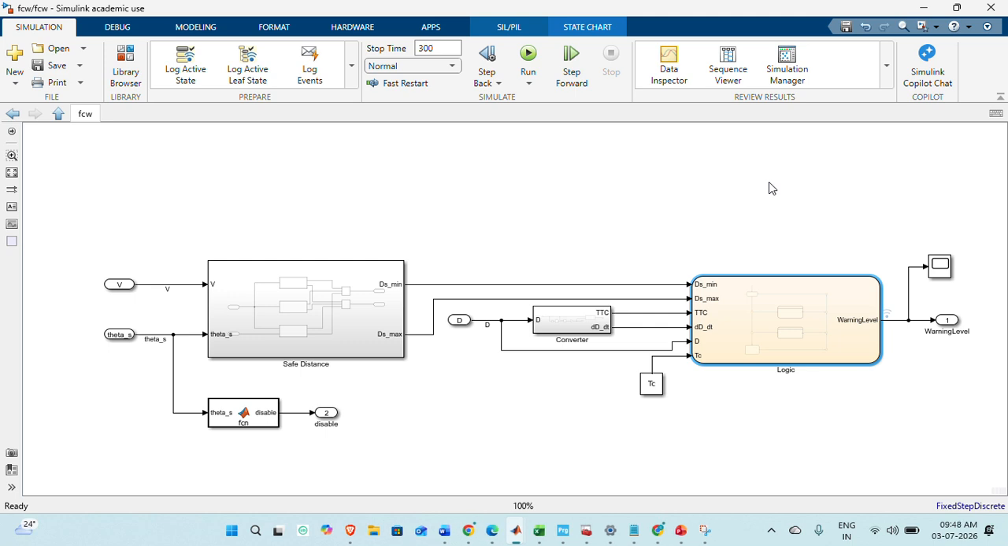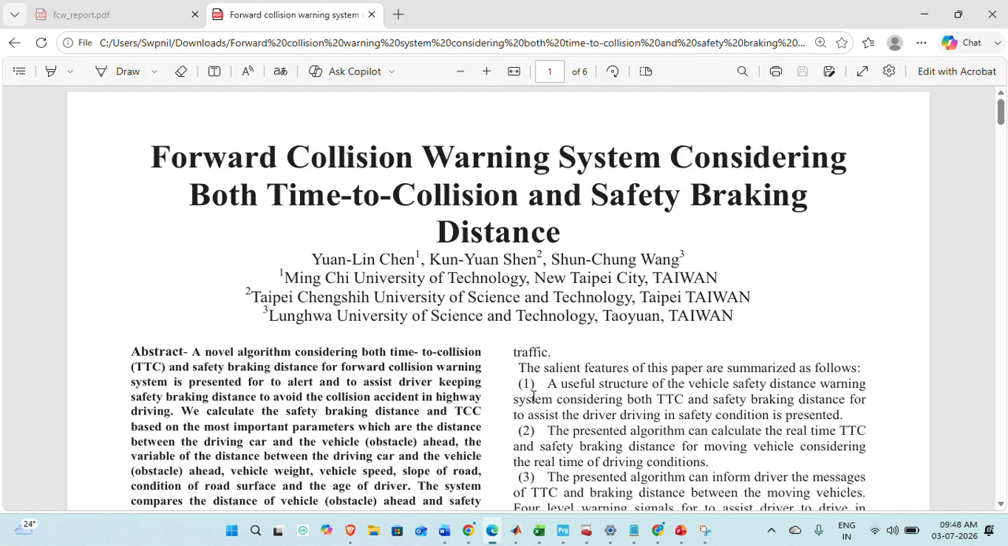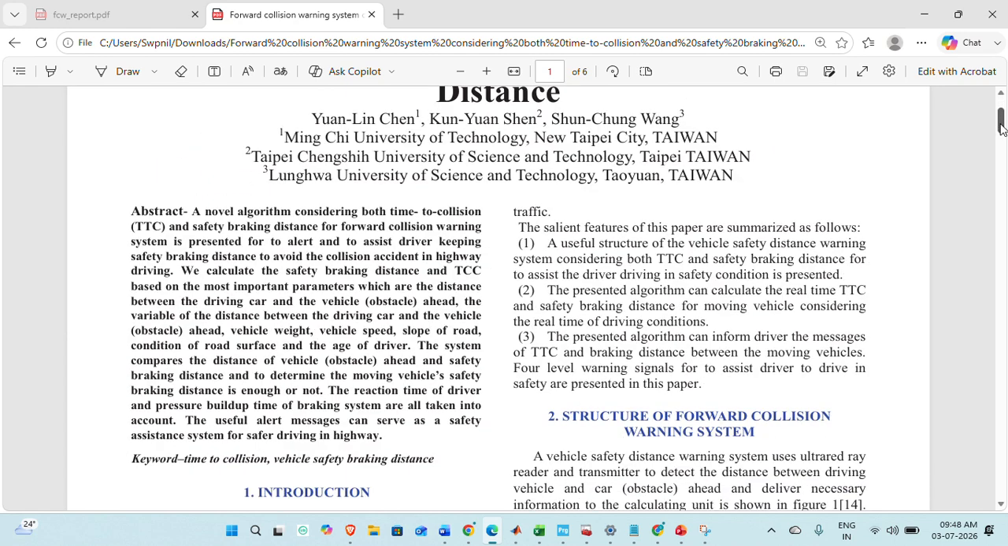Hello everyone, we are group number 16 working on design and implementation of forward collision warning system at KPIT Apex Lab Pune. This is the forward collision warning system model which is derived from an algorithm mentioned in the research paper titled forward collision warning system considering both the time to collision and safety braking distance.